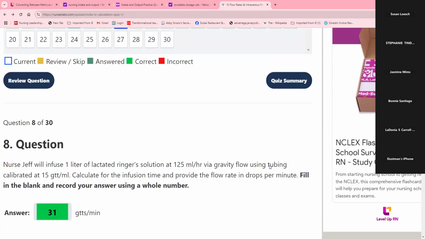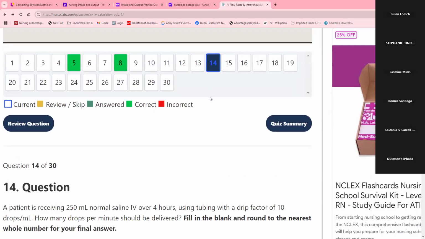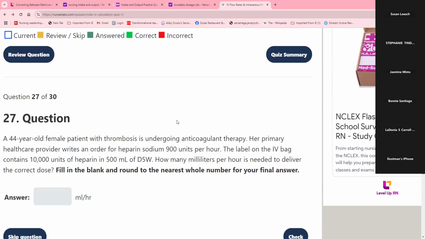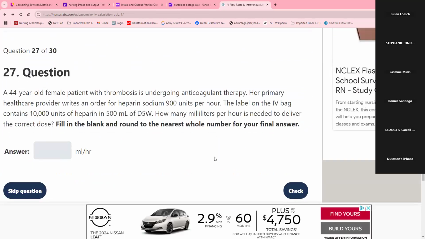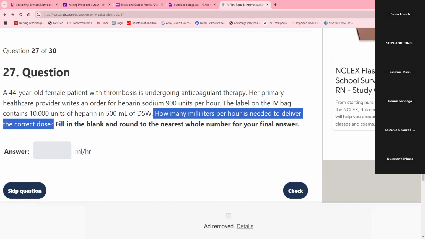Okay, 31. All right, let's see what else we got on here. All right, look at this one here. Now, when you read this question, what does the last statement in it say? How many mLs? Right here that I have highlighted in blue. Milliliters per hour is needed to deliver the correct dose, right?